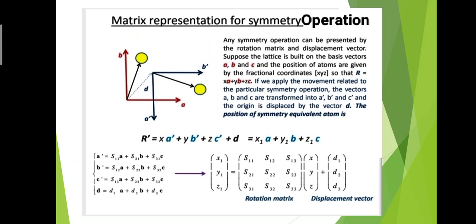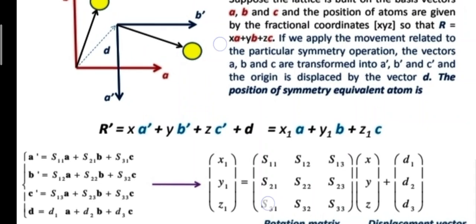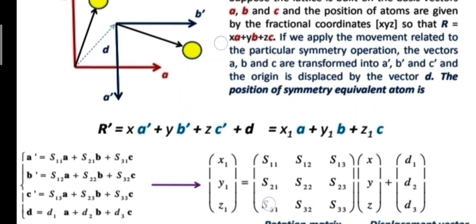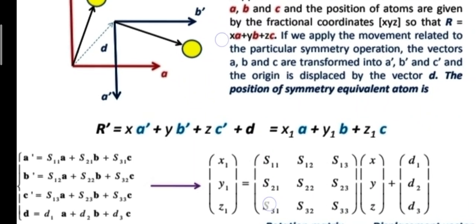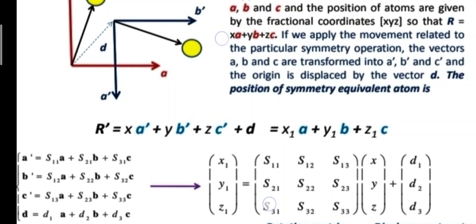If we apply the movement related to the particular symmetry operation, the vectors a, b and c are transformed into a', b' and c' and the origin is displaced by the vector d. The position of the symmetry equivalent atom is r' equals xa' plus yb' plus zc' plus d, with d = x1a plus y1b plus z1c.